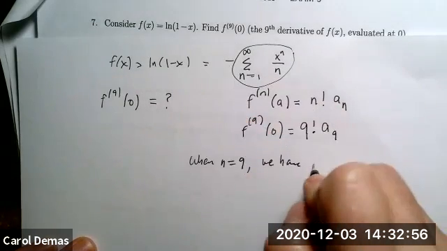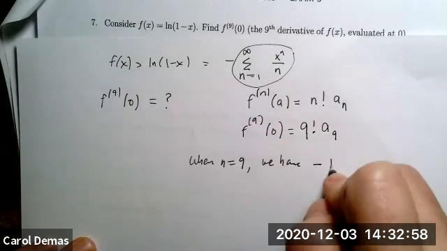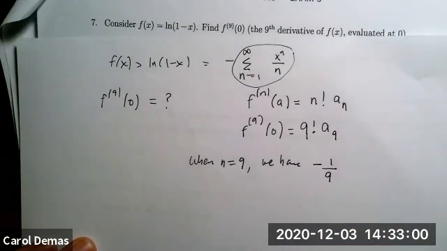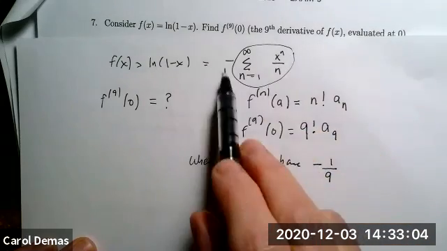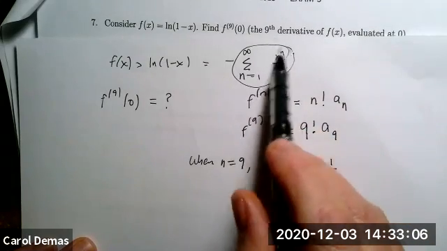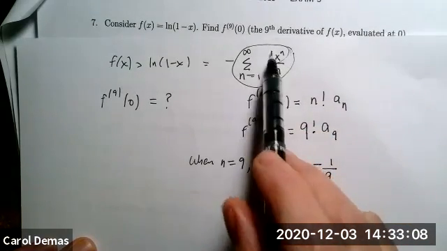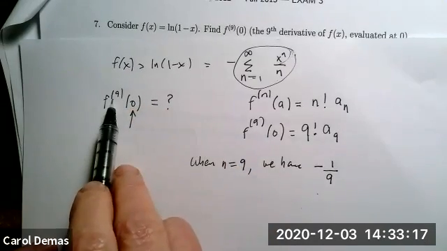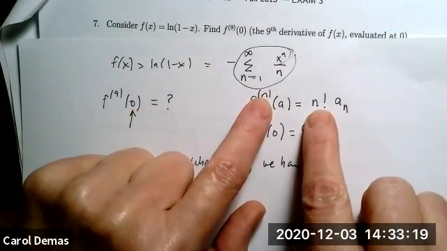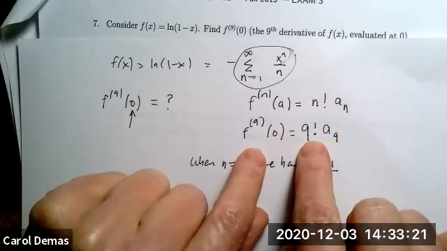We'll have a negative 1 over 9, right? You see it? The coefficient is everything except the x to the n part. So it's going to be negative 1 over 9. 0 is just what you're evaluating it at. The exponent is 9. These n's match. If we have a 9 here, we have a 9 here. Okay?